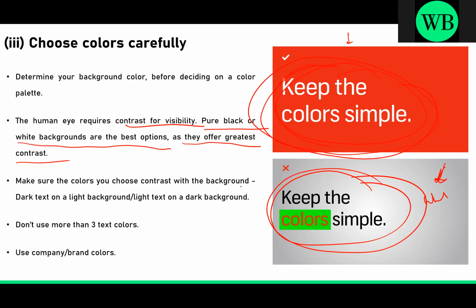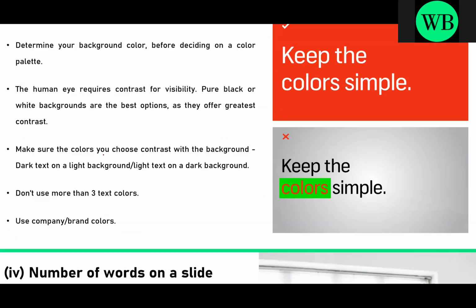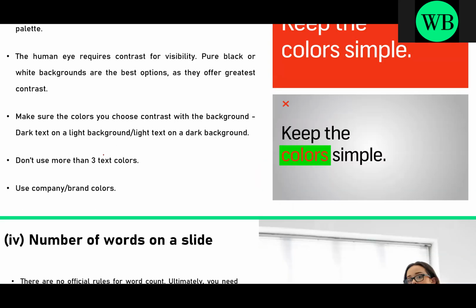So ideally keep the combination at two, but don't go beyond three. Don't use more than three text colors, but ideally it should just be two. Make sure the colors you choose contrast with the background: dark text on a light background or light text on a dark background. This is something that we just discussed. And if possible, use your company brand colors while doing it, right? So use colors very, very carefully. You would have seen that we do it, right?